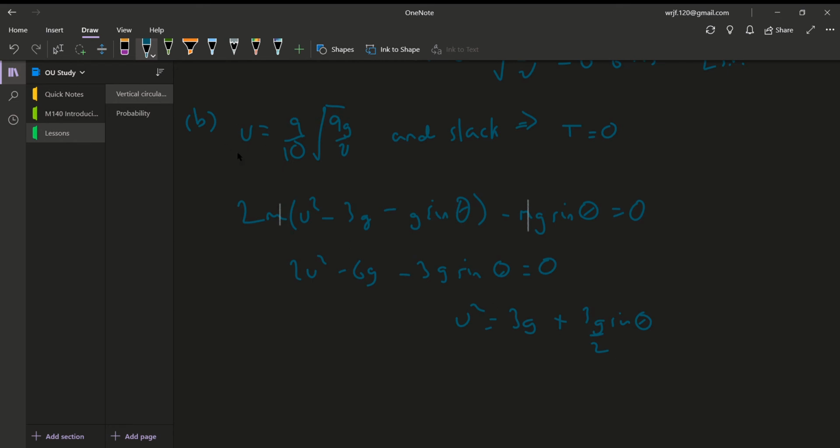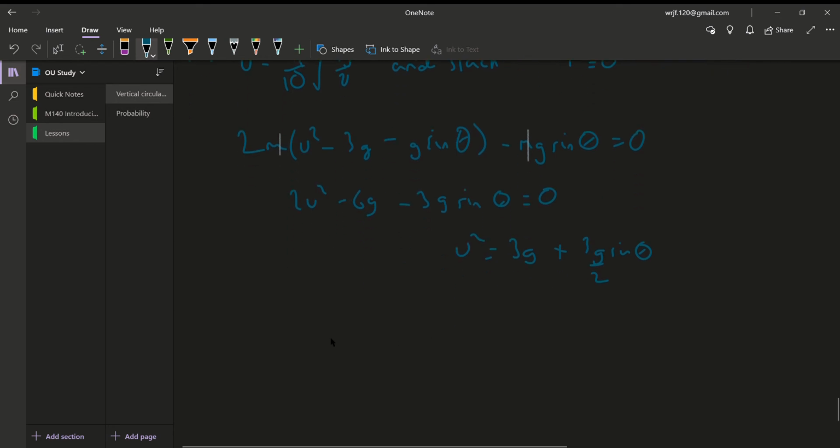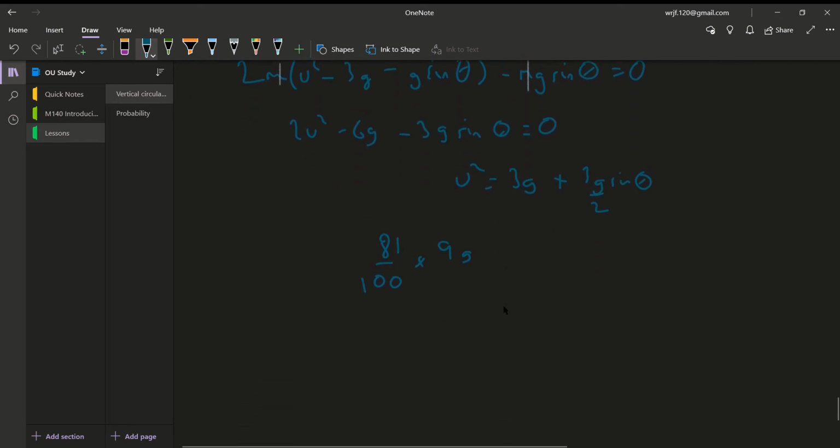That's quite handy because we've got a u value to substitute in here now, so we can substitute u into this u squared on the left hand side, and that should make everything rather nice and dandy. So squaring all of that stuff, 9/10 squares up to 81 over 100, and then we've got the expression in the square root. Just getting rid of that square root gives me a 9g over 2. So 81 over 100 times 9g over 2 instead of my u squared must be equal to 3g plus 3g over 2 sine theta. And so that's nice.